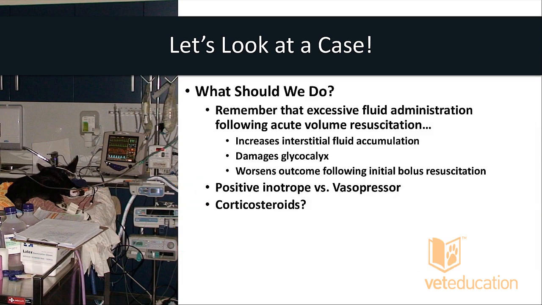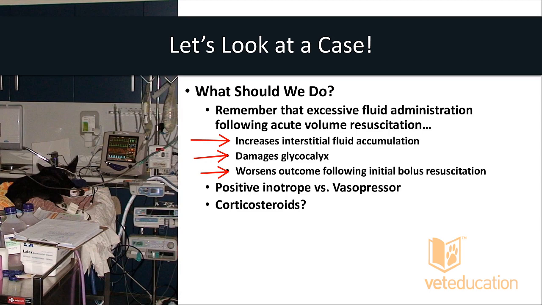So what should we do? Just remember that excessive fluid administration following acute volume resuscitation increases interstitial fluid accumulation. We know we're worried about our lungs, but we're also worried about other organs like our gut and our kidney. We know that it can damage that lovely fine membrane that coats the surface of our vascular endothelial cells called glycocalyx. And excess fluid administration worsens outcome following initial bolus resuscitation. So this means that I'm thinking about these things, and I really want to probably avoid giving more boluses of IV fluids.